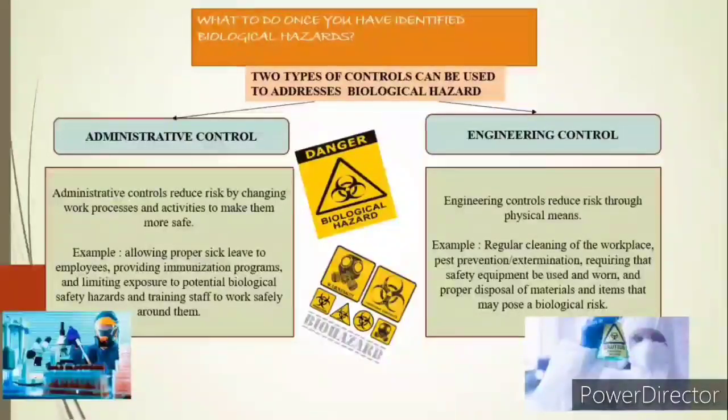Examples of engineering controls for biological hazard include regular cleaning of the workplace, pest prevention or extermination, requiring that safety equipment be used and worn, like PPE, and proper disposal of materials and items that may pose a biological risk. Once administrative and engineering controls have been implemented, it is important to revise the safety strategy at least once a year and every time the workplace conditions change.